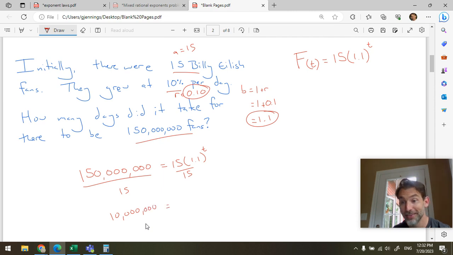Sorry, no. No, it's not. It's very not 10 million days. 10 million days is like quite a lot of time. It's like more than human history. It's more than recorded history. And Billie Eilish got famous a lot faster than that. So let's see how we solve this. Notice that this does not say equals t. It says equals 1.1 raised to the power t.